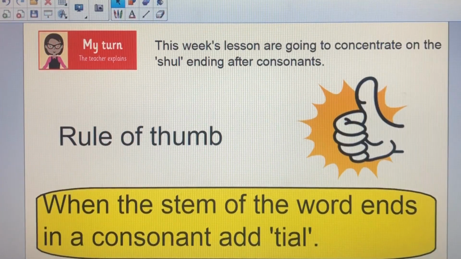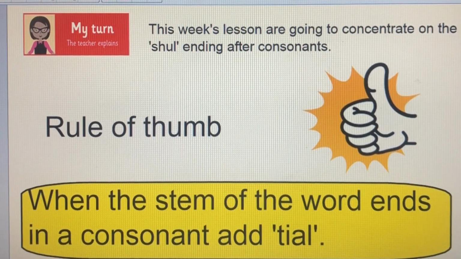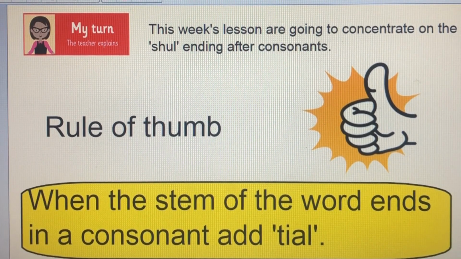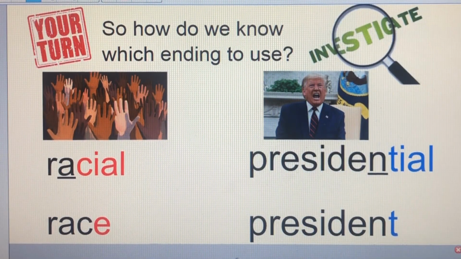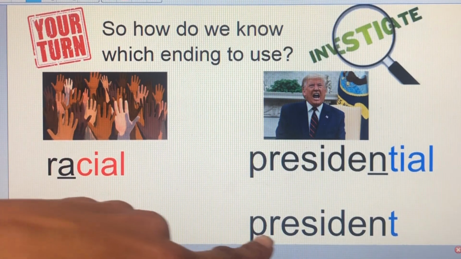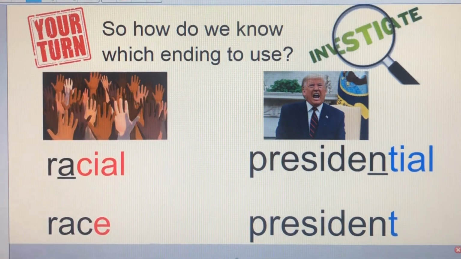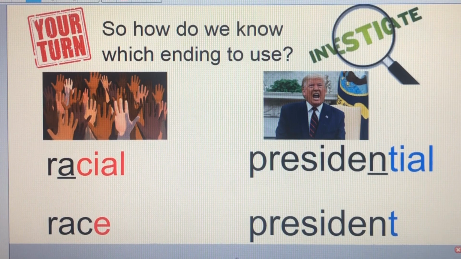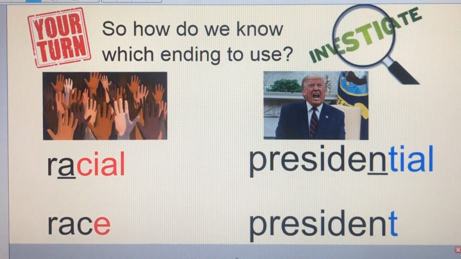And here we go, the rule of thumb. So, when the stem of the word ends in a consonant, add shul, so add the T-I-A-L ending. So let's just go back just to clarify that. If we look very carefully at the stem, so if we look here, the root word ends in a T, but also the root stem ends in an N, which is a consonant. So if it ends in a consonant, either the root word or the stem, you add T-I-A-L onto the end. If it ends in a vowel, you add on C-I-A-L.